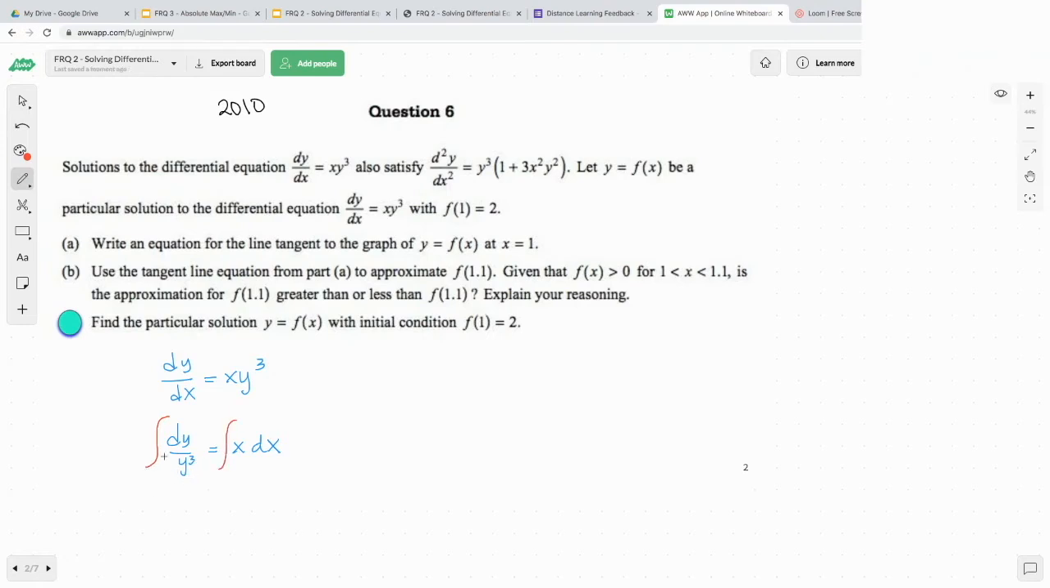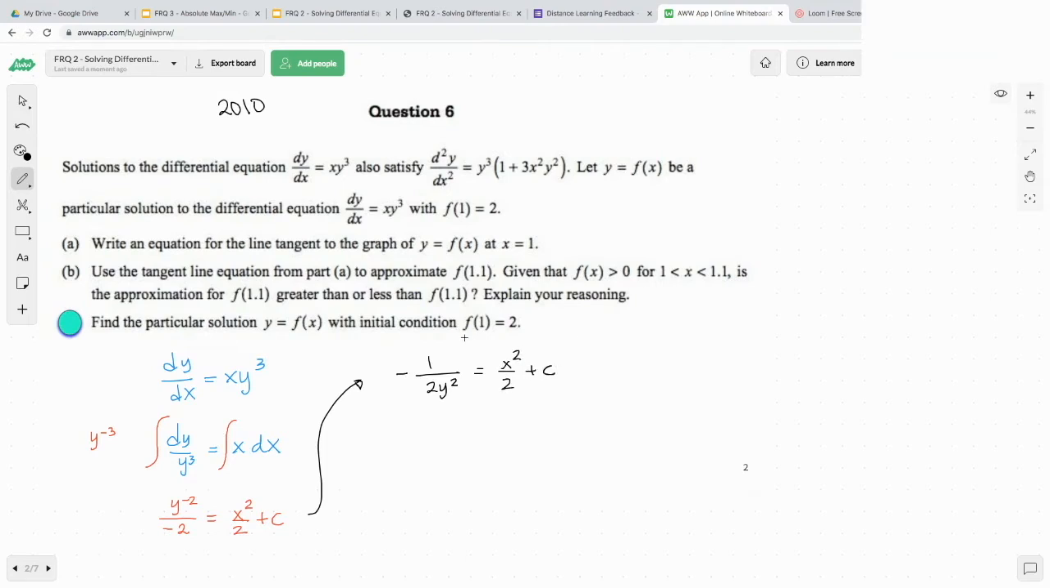You guys can rewrite this as y to the negative 3, and then remember the general power rule. You increase this by 1 and then divide it by the new exponent. So it's going to be y to the negative 2 divided by negative 2 equals x squared over 2 by the power rule again, plus c. Okay? Let's continue and solve it for y with the given initial condition. This is going to be negative 1 over 2y squared equals x squared over 2 plus c, right?